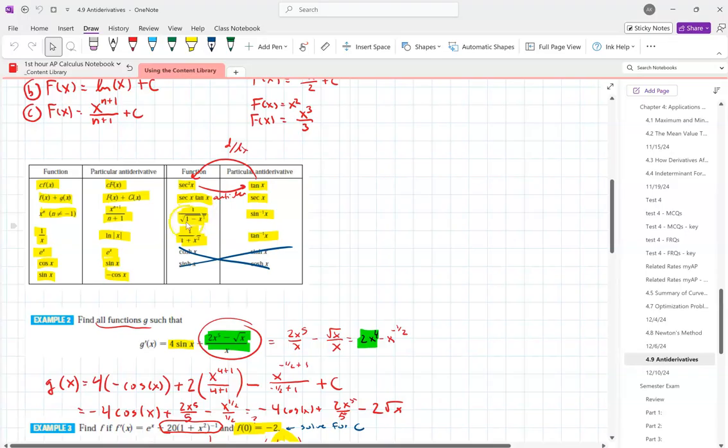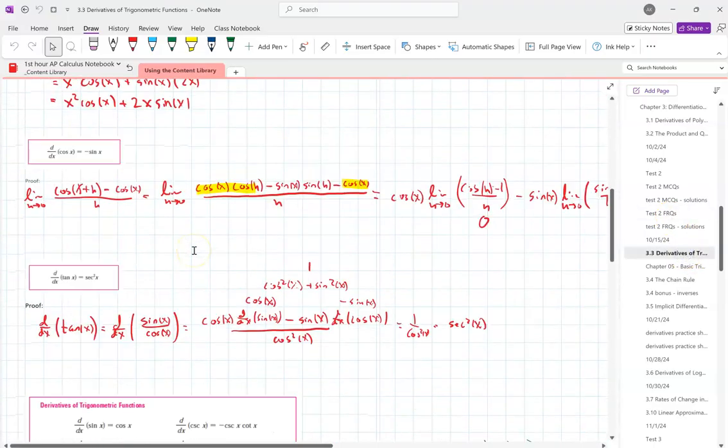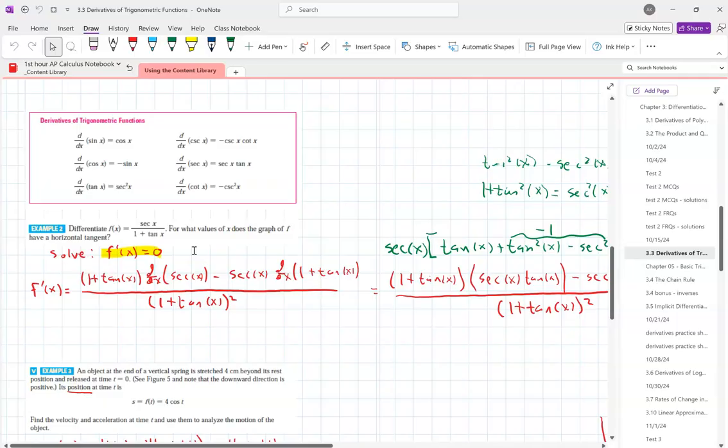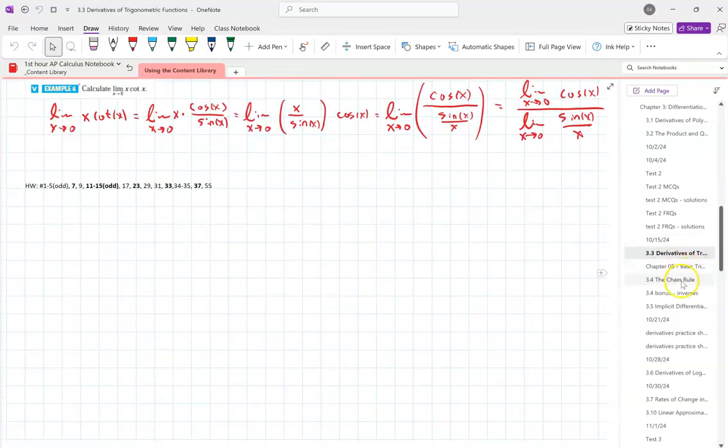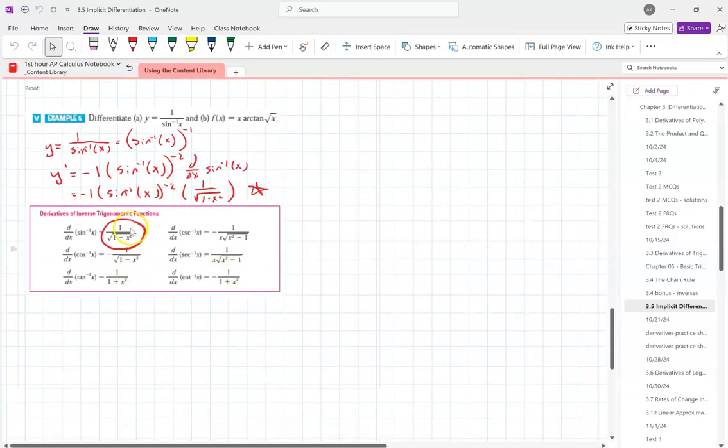No, it's 1 over 1 minus. Where are my inverse trigs? They got to be somewhere. Oh, they're implicit maybe. There they are. Okay, so I don't actually have one for this, right? What should I do?